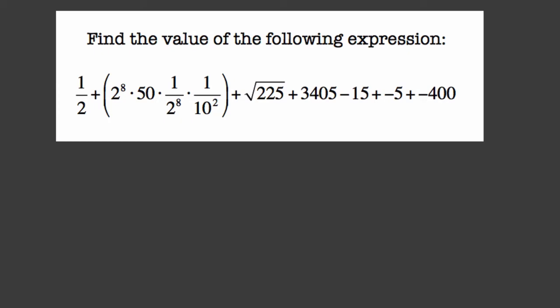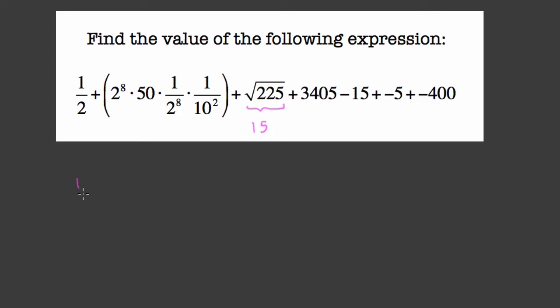Alright, so we're looking at a couple of problems here where we're trying to find the value of the expression, and the goal is to commute and associate numbers so that they cancel out. By commute, I mean move, and by associate, I mean regroup numbers. So for example, when you look at these combinations right here, maybe the first one you might notice is the square root of 225. What is that? Well, that's just 15, right?